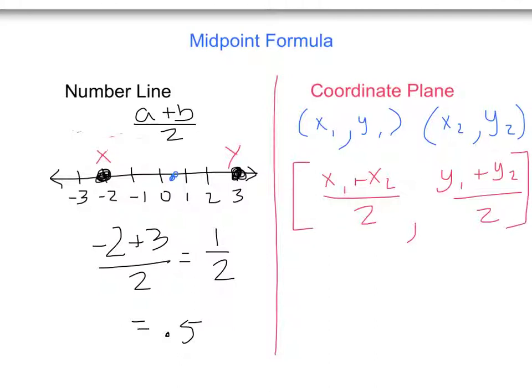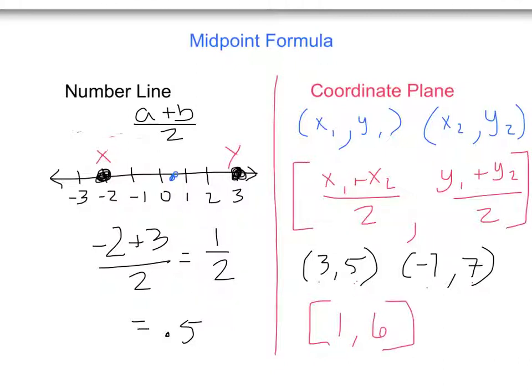So we'll do an example here. I'll give you 2 points. How about 3, 5, and the other point is negative 1, 7. Alright, so what we're going to do, we're going to go through and add the x's together and divide by 2. So we get 3 plus negative 1, that is 2, divided by 2 is 1, so 1 comma, do the same thing with the y's. 5 plus 7 is 12, divided by 2 is 6. So the midpoint between these 2 points is at 1, 6.